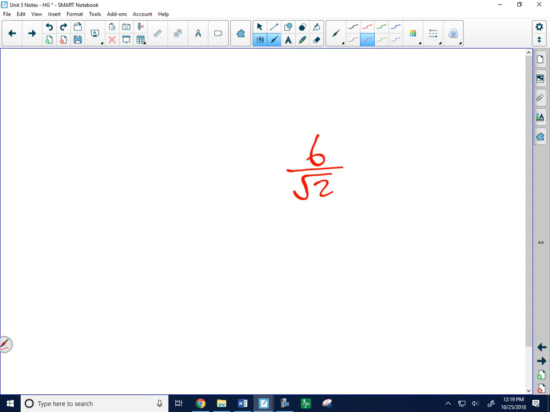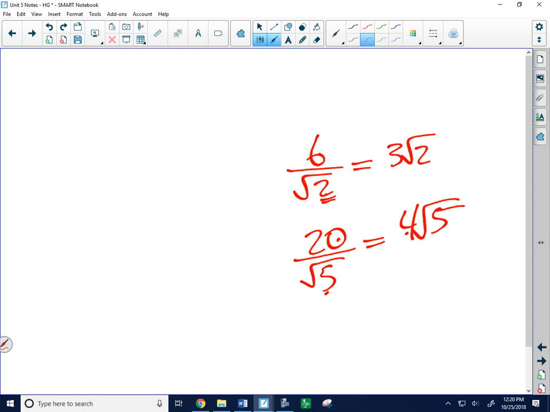Here's the shortcut for these. Divide by the number inside. 6 divided by 2. Then write the radical, the whole thing next to it. It's as simple as that. So, watch this. 20 divided by radical 5. What would that do? 4. 20 divided by 5 is 4. And then you put the radical 5 next to it. Isn't that a little easier than the rationalizing thing?